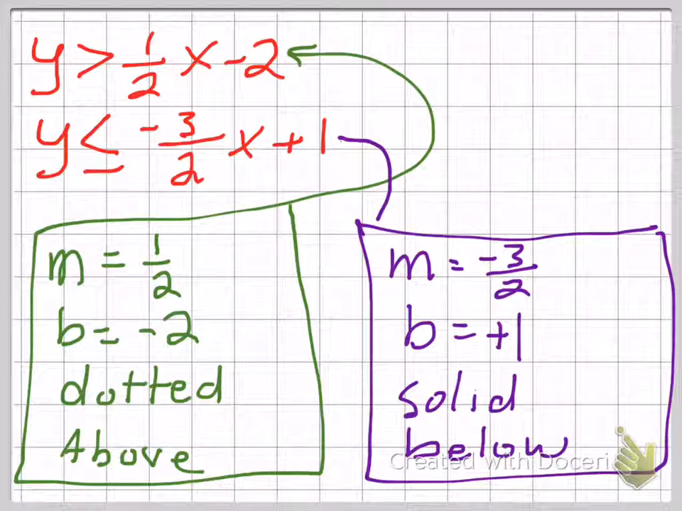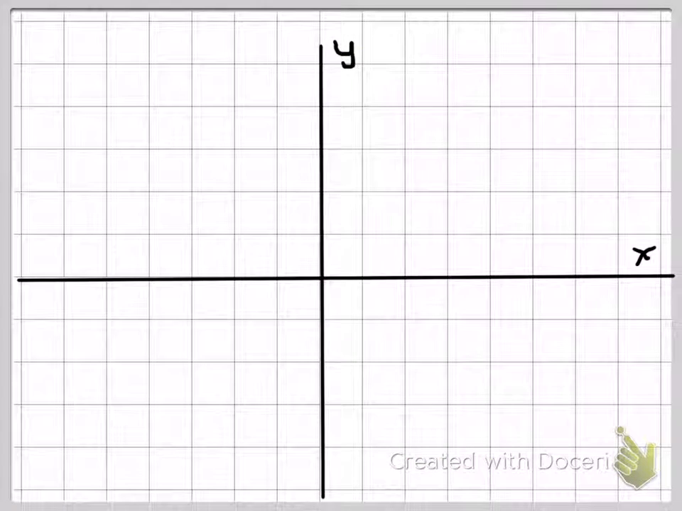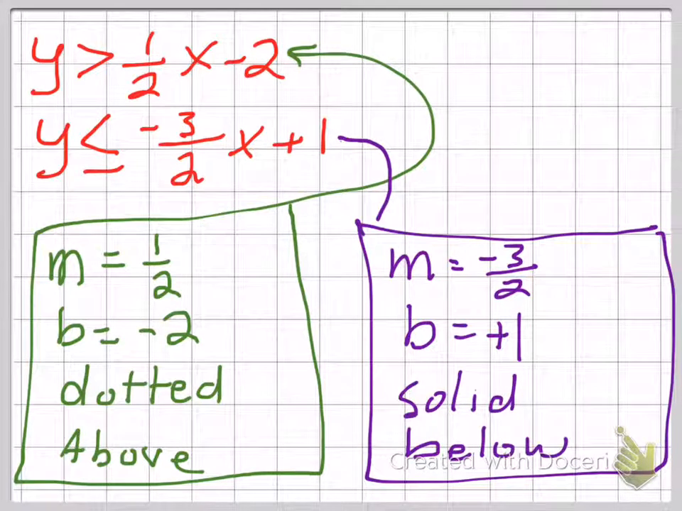Alright, so let's go ahead and graph these on the same coordinate plane, because there's going to be an interesting thing that happens with the shaded region. Now, the first one I want to graph is y is greater than 1/2 x minus 2. The y-intercept is -2. I'm just going to put a dot right there, or let's just go with the check mark.